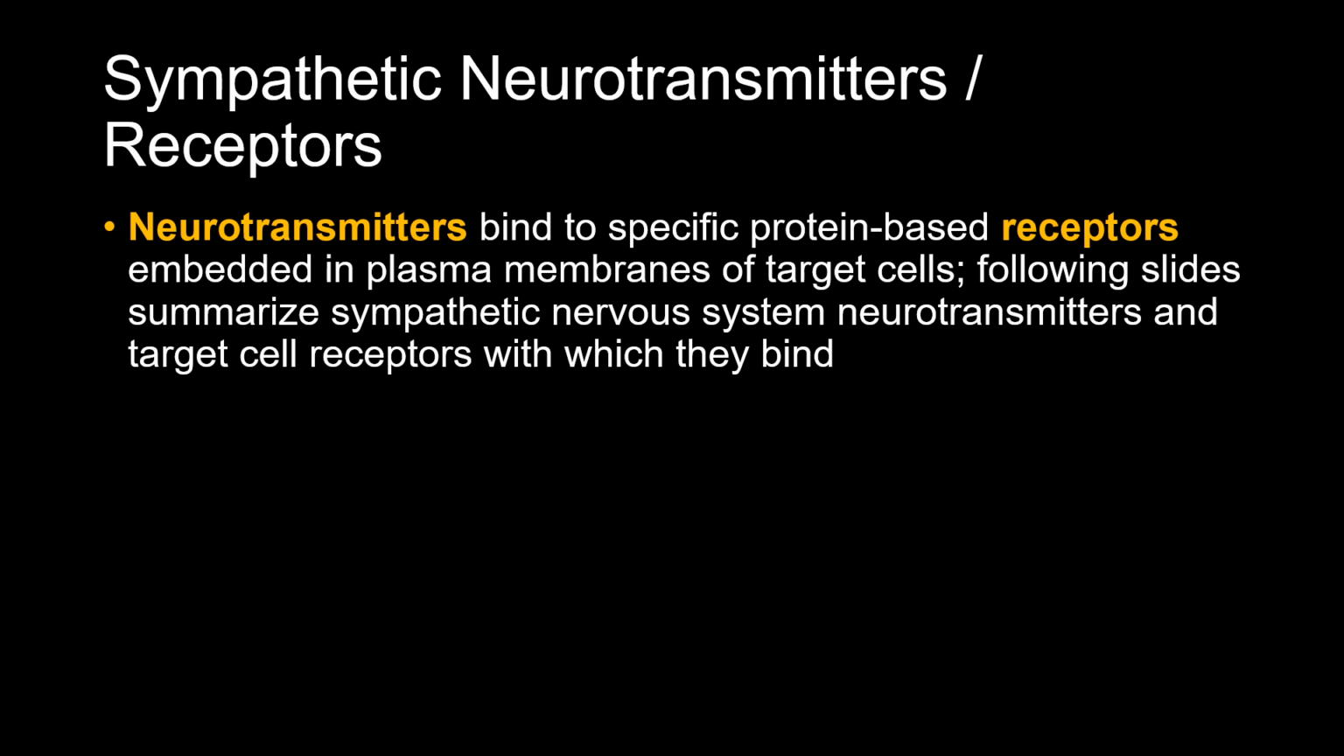I want you guys to remember that neurons interact with the other neurons, right? And they do so through the release of chemicals called neurotransmitters. And so these neurotransmitters are going to interact with the target cell by binding to a protein-based receptor for that neurotransmitter embedded in the plasma membrane of the target cell. And we're going to see several classes of sympathetic neurotransmitters as we move along through here.